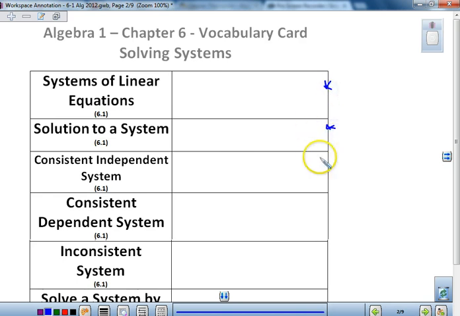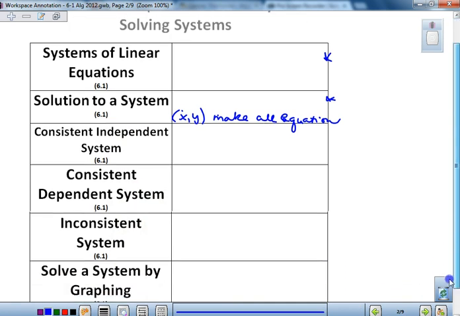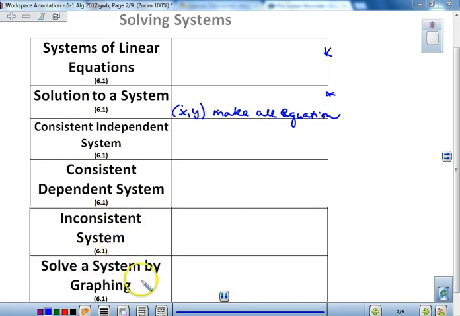If you need to, pause the video and go back to that last page, keeping in mind that with that system, when we're looking at our solution, that XY point has to make all equations true. So when you plug in whatever your X and Y are, it must make both or all of the equations true. You'll come a little later in your notes to see what a consistent independent system is, consistent dependent, an inconsistent system, and then you will also see that in this section we are going to be solving by graphing.